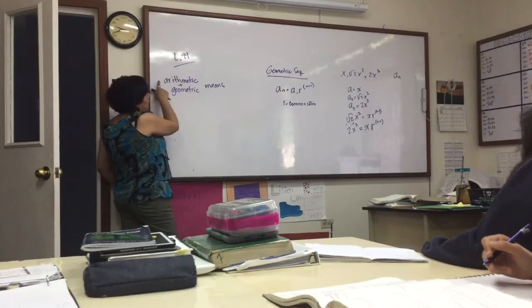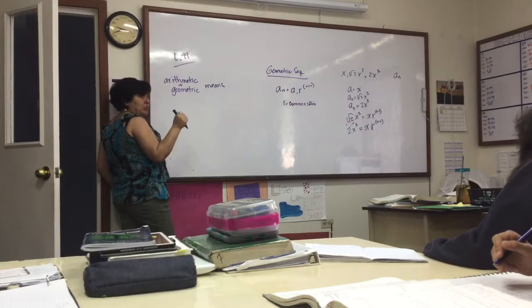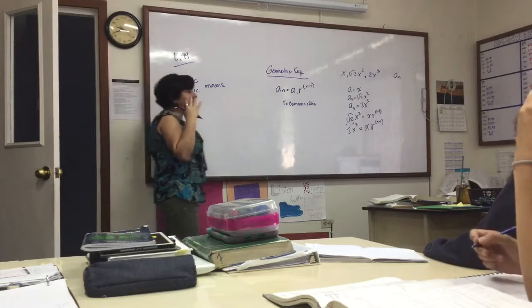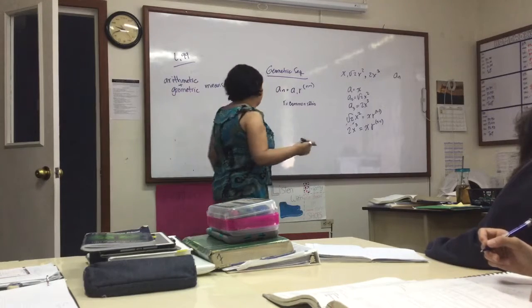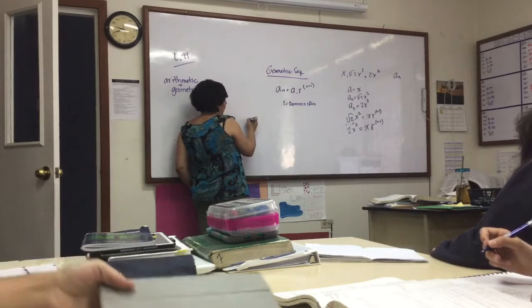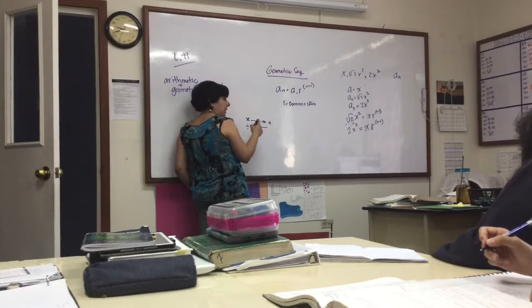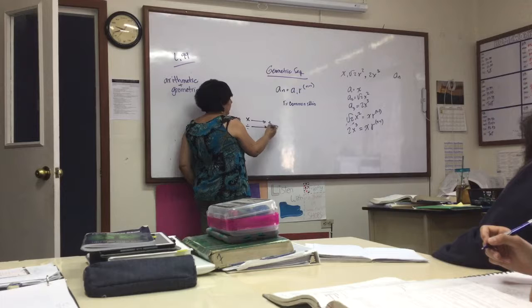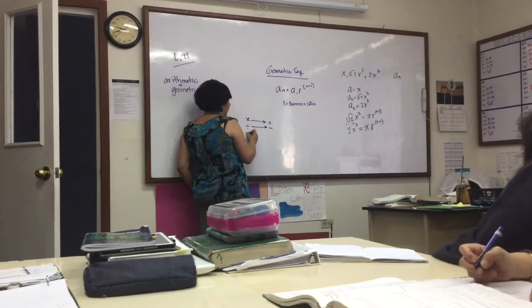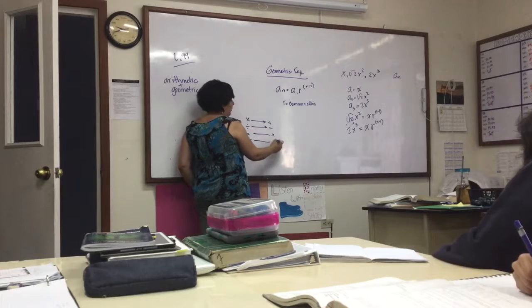But the difference between arithmetic and geometric is we said that arithmetic was addition, subtraction, right? And geometric is multiplication and division. And this is just so that you remember that thing I'm always making: when you multiply, you add; when you divide, you subtract; when you raise, you multiply; and when you root, you divide.